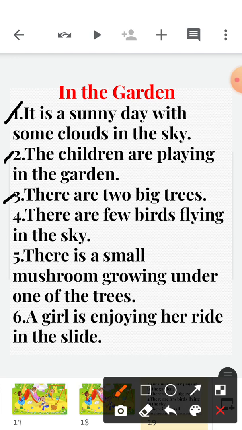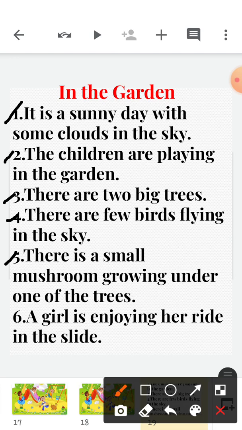There are 2 big trees. You saw the picture, children. How many trees were there? There were 2 big trees. So, you will write, there are 2 big trees. Fourth one, there are few birds flying in the sky.